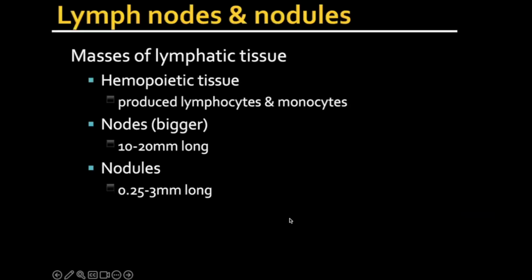All right, what are lymph nodes and nodules? Basically, these are masses of lymphatic tissue. Lymph nodes are bigger. They're about 10 to 20 millimeters long, and lymph nodules are a little bit smaller. Well, I'm going to say a whole lot smaller. So these are just masses of lymphatic tissue. I'm going to show a close-up of what's going on in these.